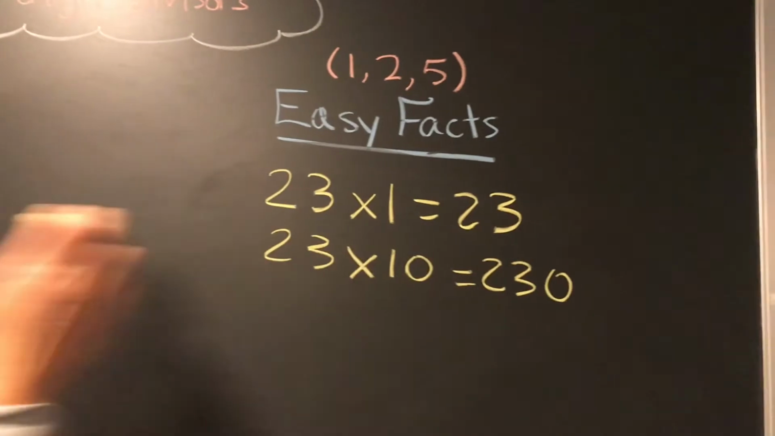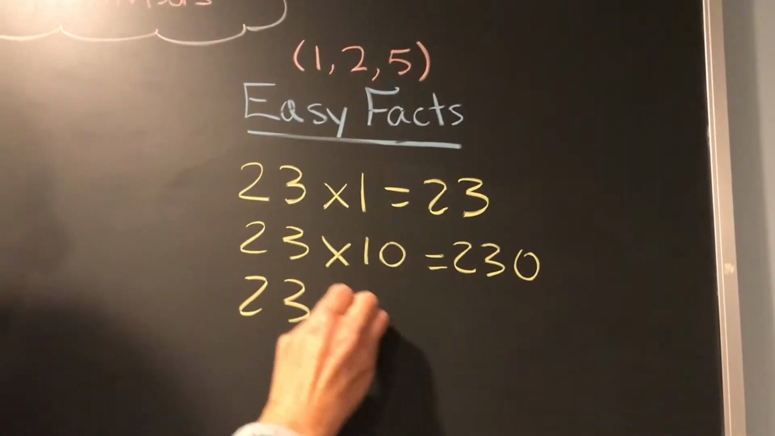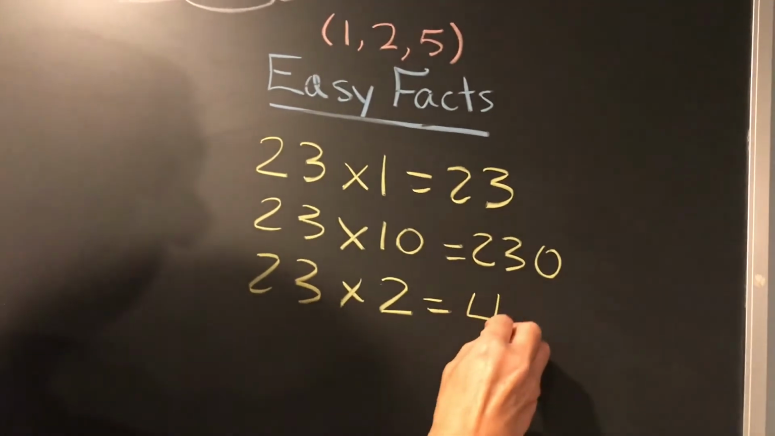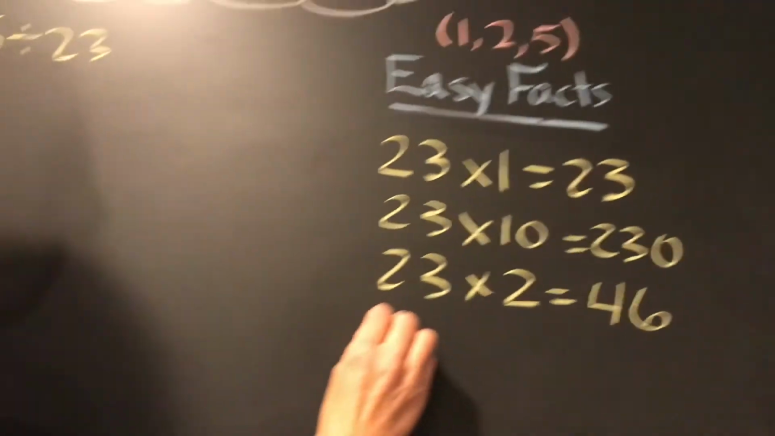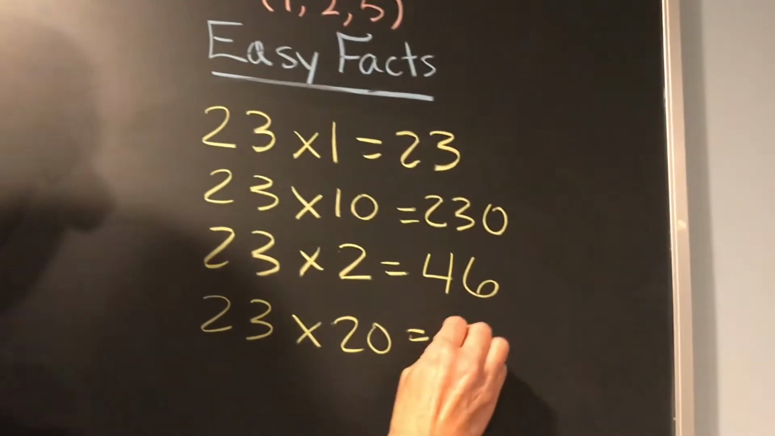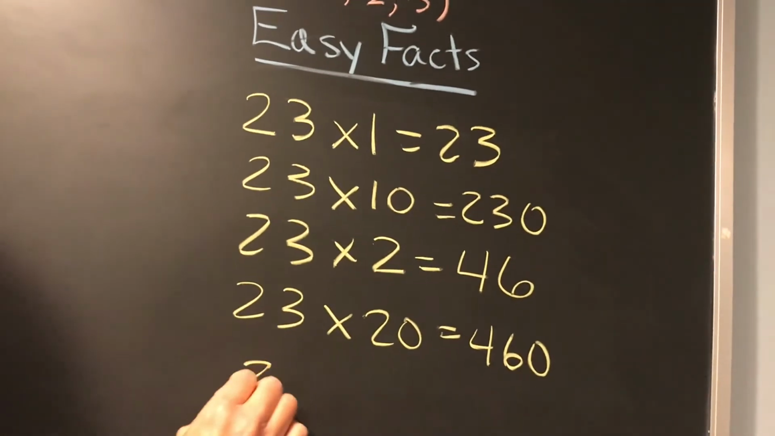23 times 100 is going to be way too big. So we're going to do 23 times 2. 23 times 2 is 46. Stack 23 plus 23, that's 46. 23 times 20 then is 460. Then we're going to move on to 23 times 5.